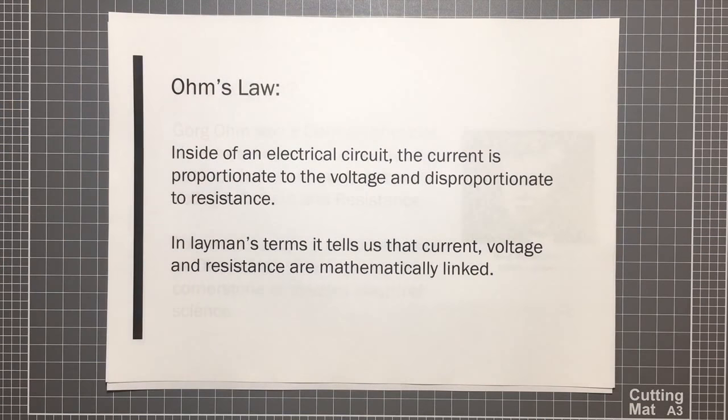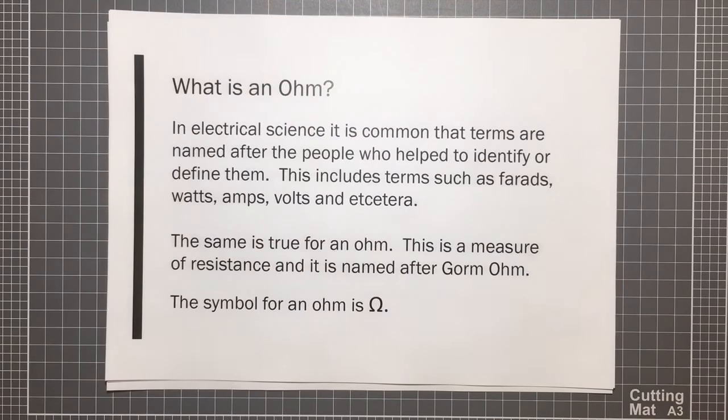So what is Ohm's Law? Ohm's Law says that inside of an electrical circuit, the current is proportionate to the voltage and disproportionate to resistance. In layman's terms, it tells us that the current, voltage and resistance are mathematically linked. So I can't just double one of them without having some impact on the others. And we'll have a bit of a look at those links a little bit later. But for now, let's talk about what is an ohm.